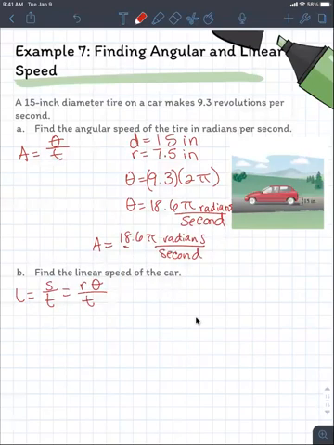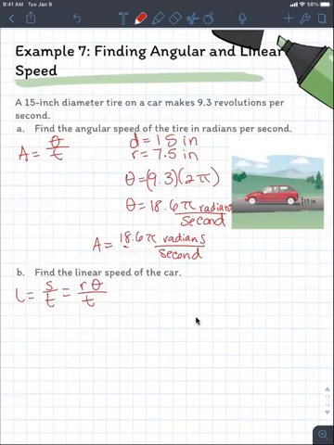Does that make sense? Okay. And then I think the one in the book, or the one in your homework, is like that as well, where it already gives you the revolutions per whatever. So you're just going to be multiplying it by 2 pi, which is the entire circle.